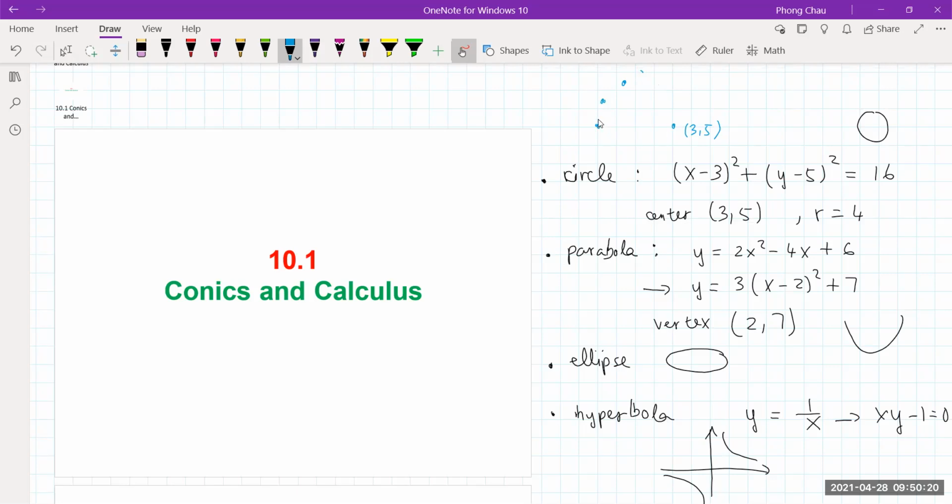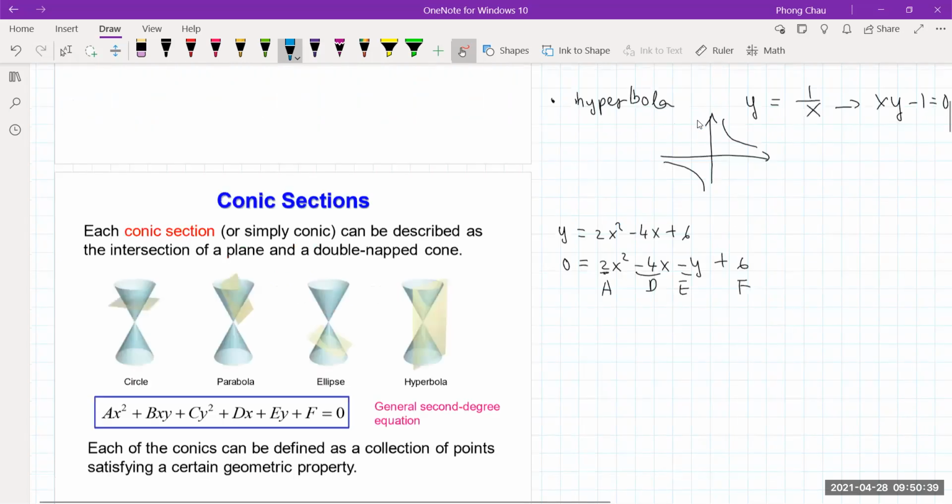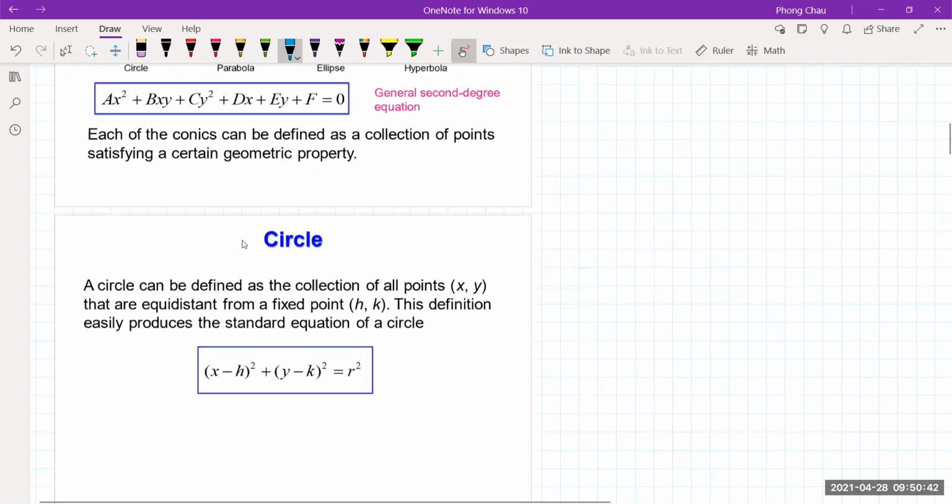So if you collect all the points that have the same distance, which is 4 in this case, then you end up with a circle, center at 3, 5 and distance 4. Right, so that's our first conic, the circle.